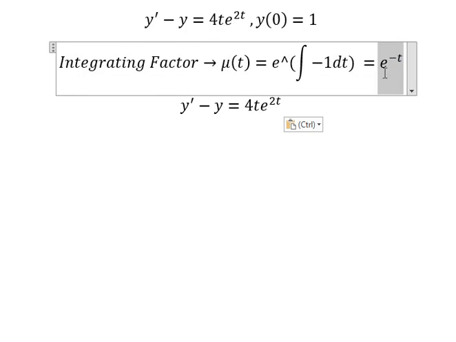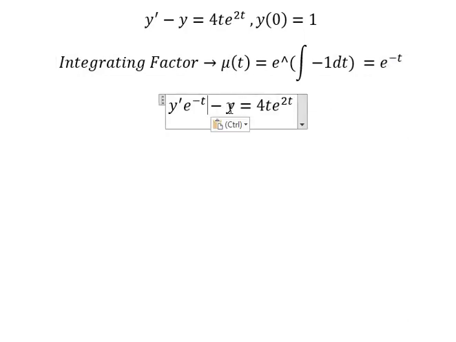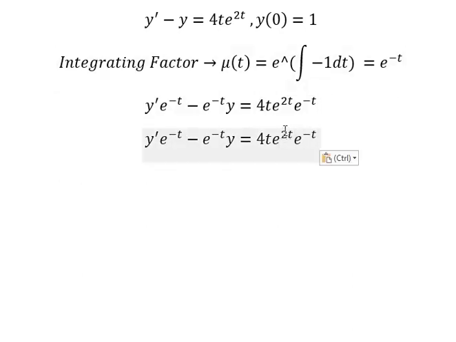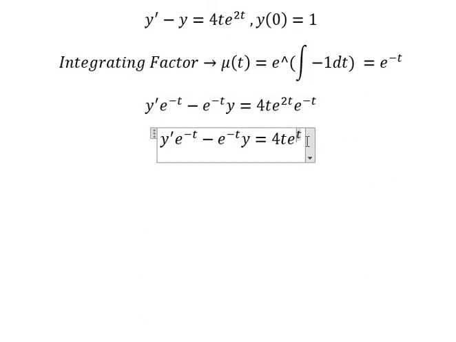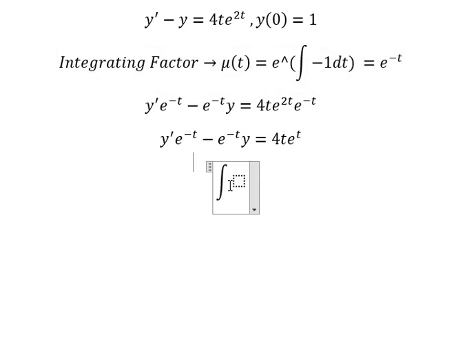That means we multiply both sides by e to the power of negative t. So e to the power of 2t multiplied by e to the power of negative t, we have e to the power of t. Next, we need to integrate both sides.